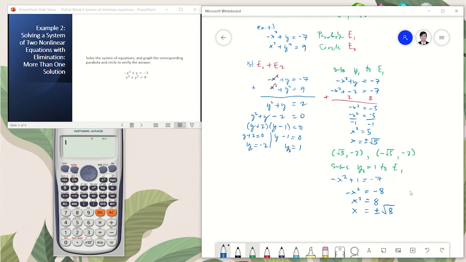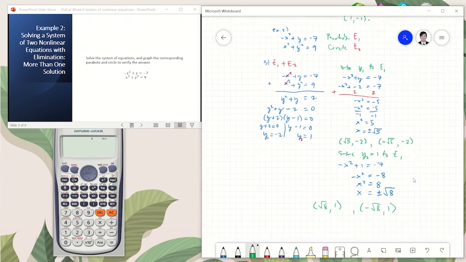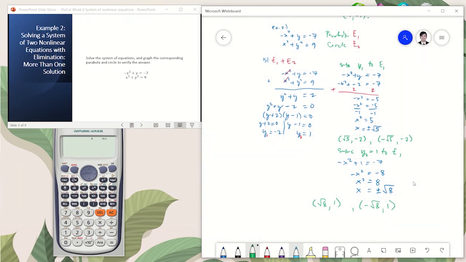So in other words, we can come up with a positive square root of 8 as our x-coordinate, and our y would be 1. The x-coordinate could be negative square root of 8, but the y would be 1. So notice, how many solutions do we have right now? There are actually 4 solutions. So we have first, second, the third, and the fourth. So why is it that there are 4 solutions this time?